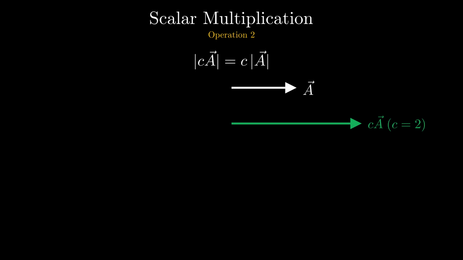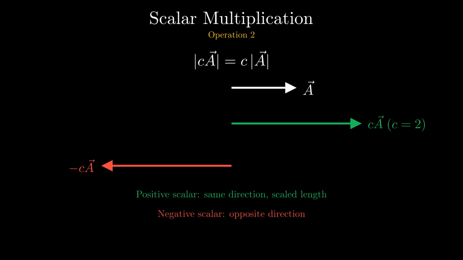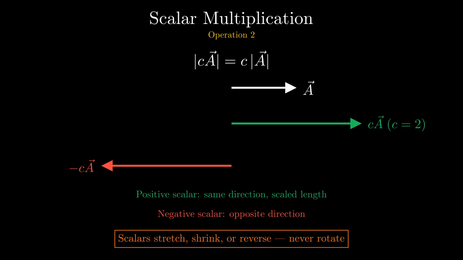Operation 2, scalar multiplication. Vectors can be multiplied by real numbers. Let c be a positive real number. Multiplying vector A by c produces a new vector, cA. Its magnitude is c times the magnitude of A. When c is positive, the direction is unchanged. cA points the same way as A. Multiply by 2 and the arrow doubles in length along the same line. But multiplying by negative c flips the direction. The vector negative cA points opposite to A. So a scalar can stretch, shrink, or reverse a vector, but never rotate it.